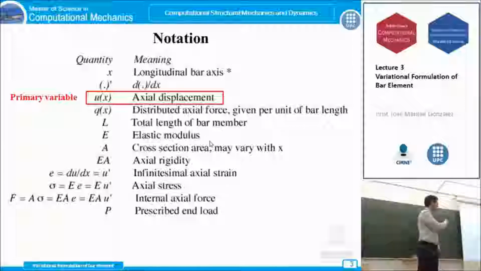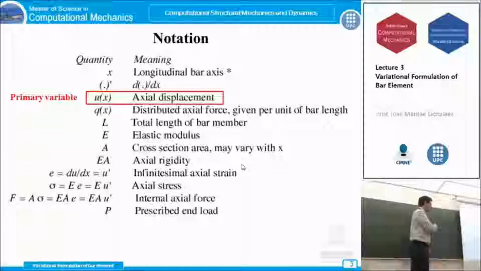L is the total length of the bar member. E is the elastic modulus. We assume the material is elastic. The cross section, as I said, is characterized by this A value. This A value may be variable in the longitudinal direction, but we assume it constant for simplicity. E times A is the axial rigidity. We assume it constant, although it can be variable along the longitudinal axis.